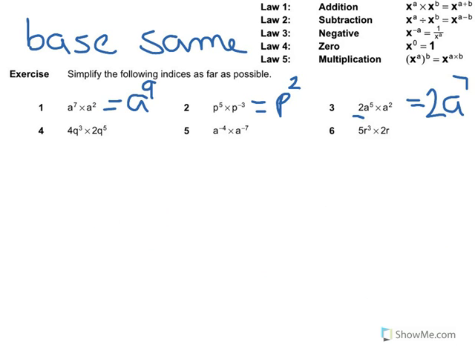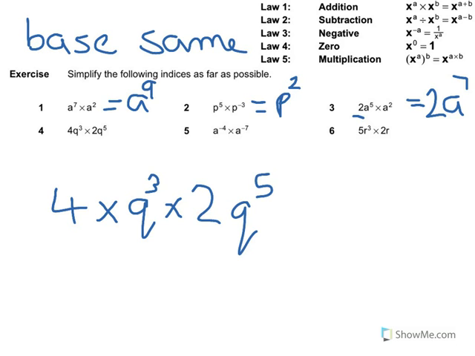I've got question 4. So press pause. I'll go through this one. In this one, we've got 4q to the power of 3. So that's 4 times q to the power of 3 multiplied by 2q to the power of 5.